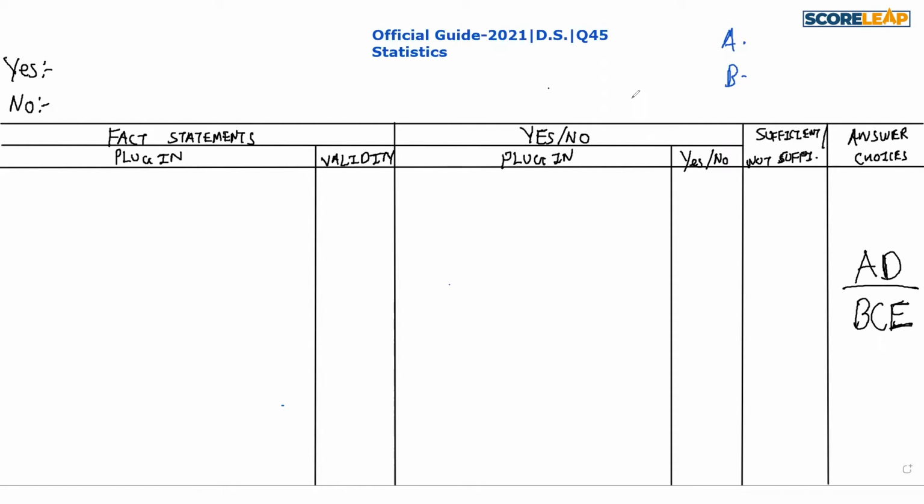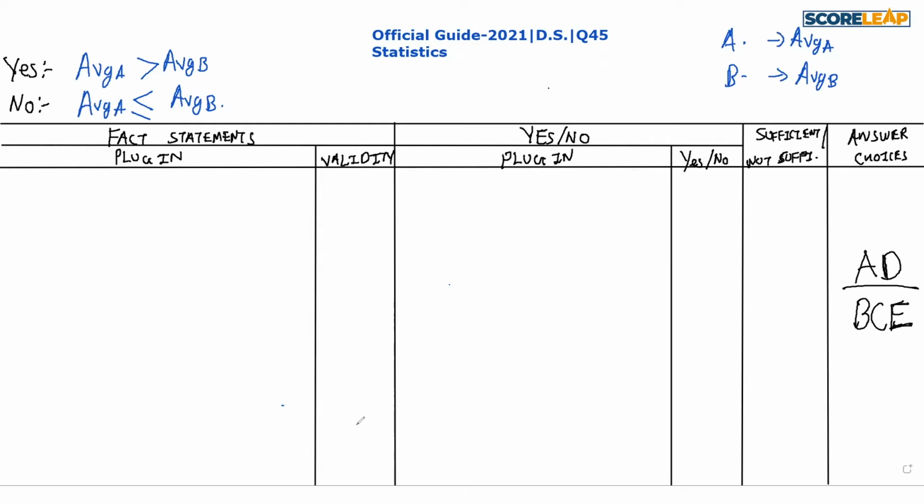So let us take the average score of the students in group A as AVG A, subscript A, and average score of students of group B as AVG B, subscript B. Okay. So yes will be that the average score of students of group A is greater than the average score of group B. And no will be average score of group A less than or equal to the average score of group B. So let us quickly jump to the statements.